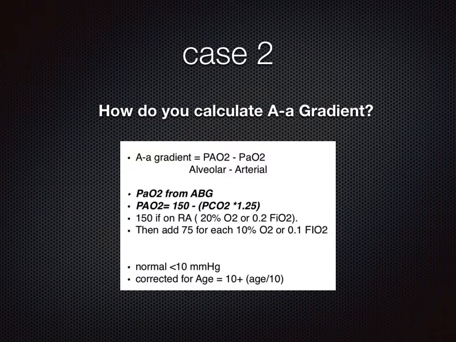Okay, and the normal AA gradient should be less than 10. If you have old people, more than 65, you do a corrected AA gradient for age, which is 10 plus age divided by 10.